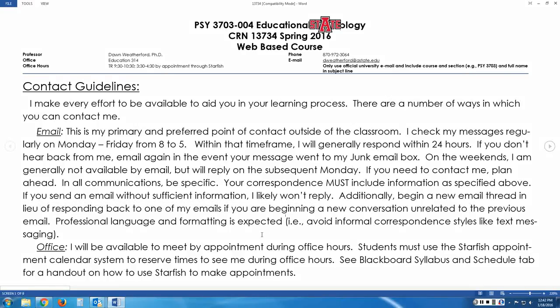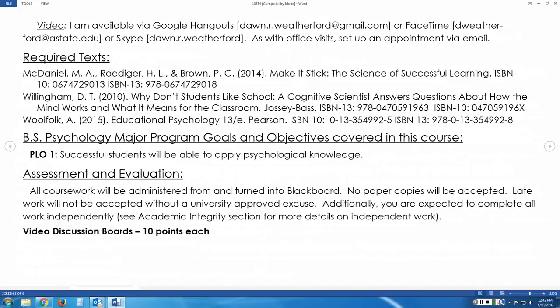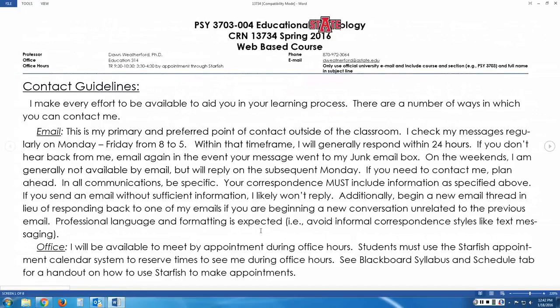So in lieu of responding back to one of my emails, if you're beginning a new conversation, just start a new email. And again, in an online setting, I'm sure this mostly goes without saying, but it's worth noting that professional language and format is expected of you. The only way that I have to gauge our interactions, with the exception of a couple of videos, is your written work. So make sure that written work is well formed, that you're asking me what you need, and that you're providing me with enough information to help you. So for instance, if you say, I can't get the quiz to work, I don't know what quiz you're talking about, I don't know what the problem is that you're experiencing, and so if you want my assistance, please make sure you provide me with enough information so that I can be helpful.